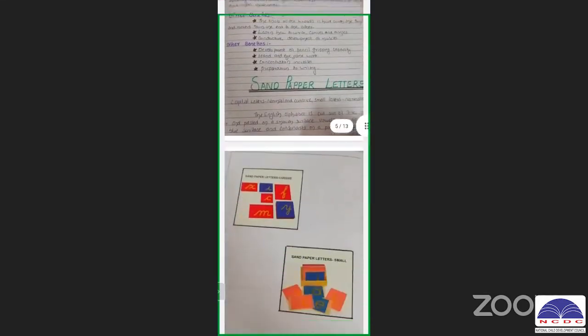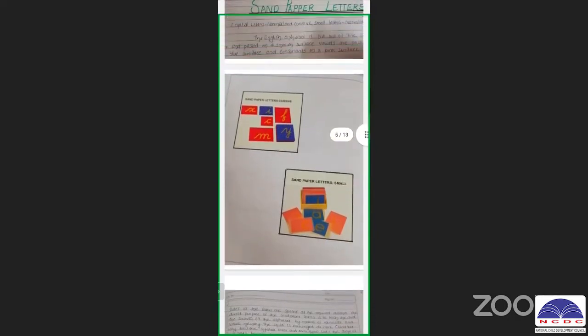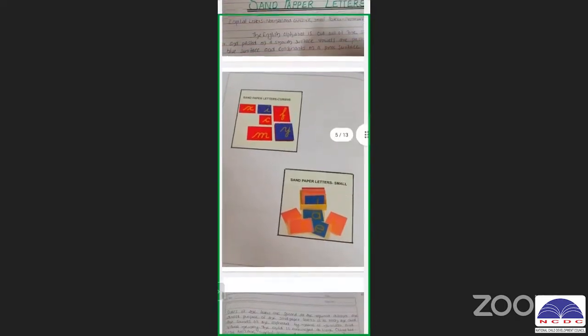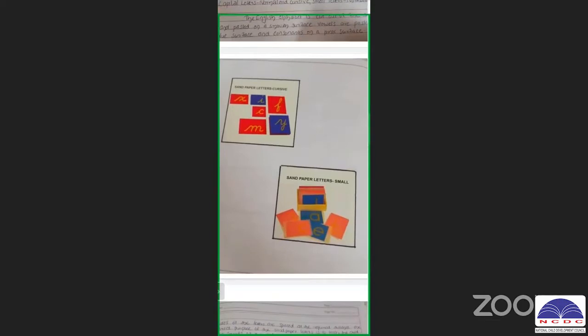The next one is sandpaper letters. Sandpaper letters are a very unique, iconic section of Montessori education. We know that in the practical section we made this. This is the English alphabet. We cut the alphabet in sandpaper or a rough material in those shapes, like A, B, in cursive, small letter or large letter, and we stick them on a smooth surface, on a cardboard or chart paper. The vowels A, E, I, O, U are on blue paper, and the other consonant alphabets are on pink paper.